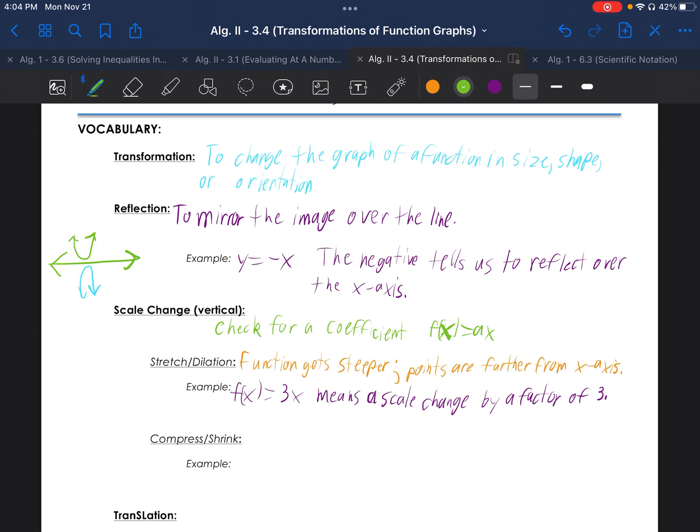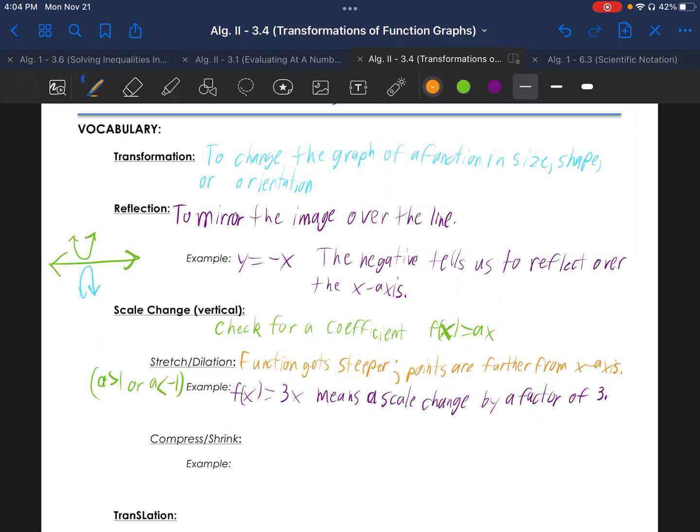And to note, a stretch dilation will always happen if your scale factor a is bigger than 1, like 3 is bigger than 1, or if it's less than -1, AKA if it's not between -1 and 1. So it's bigger than one of those. So like -3 would have also worked.